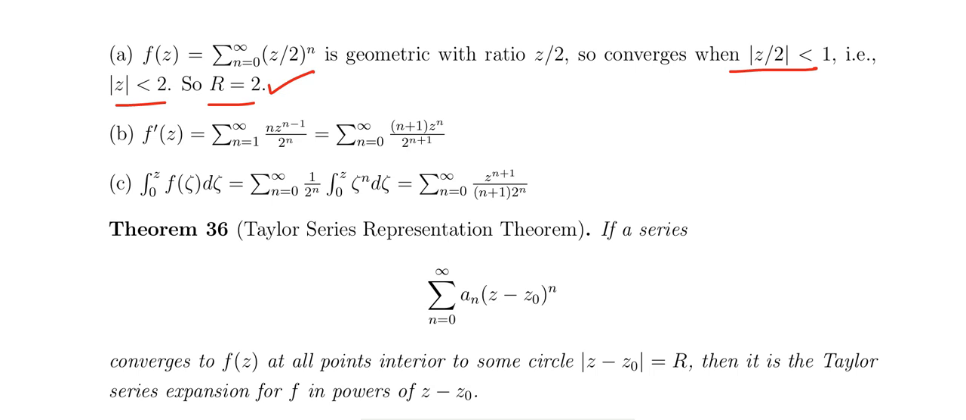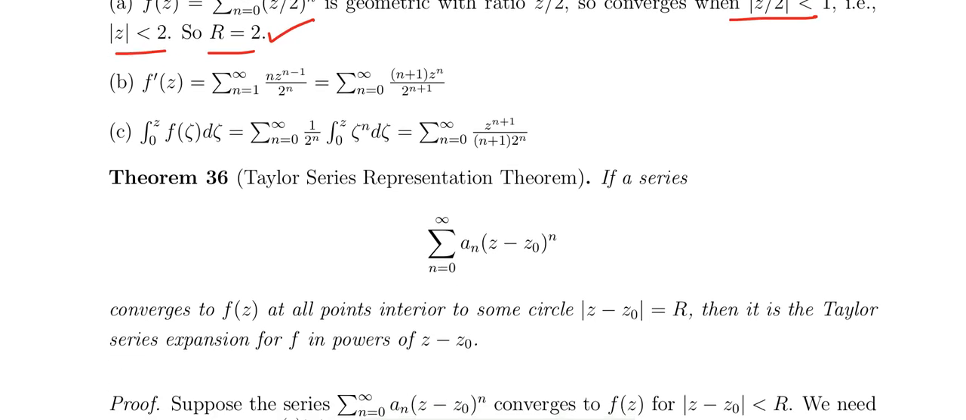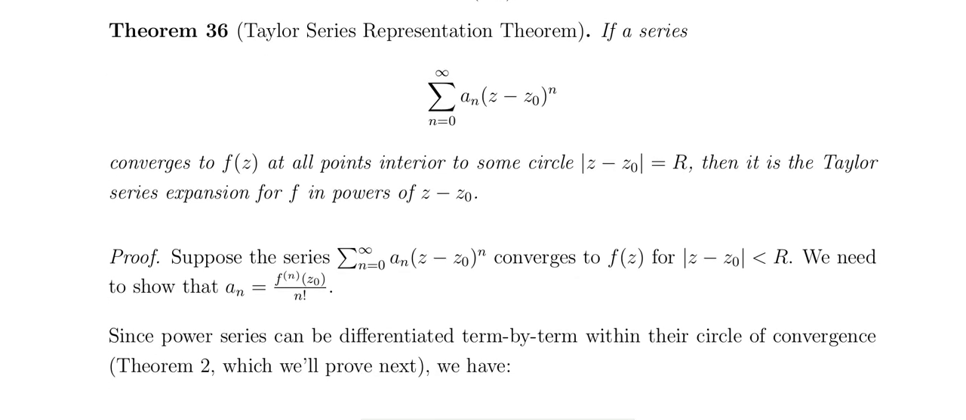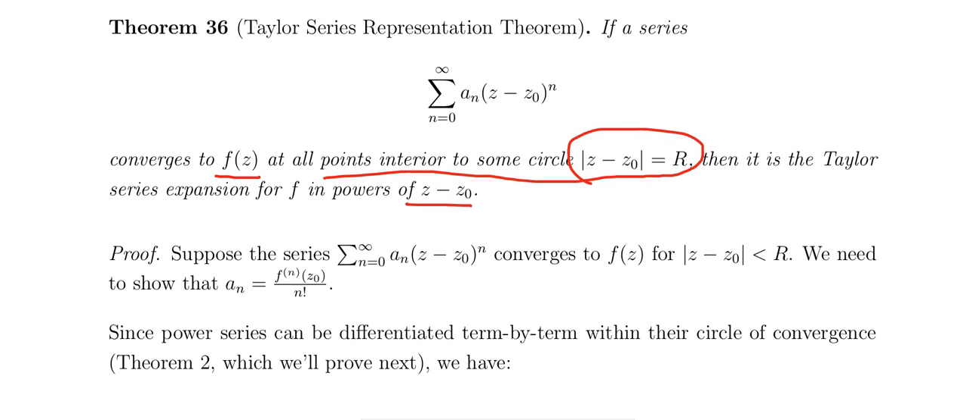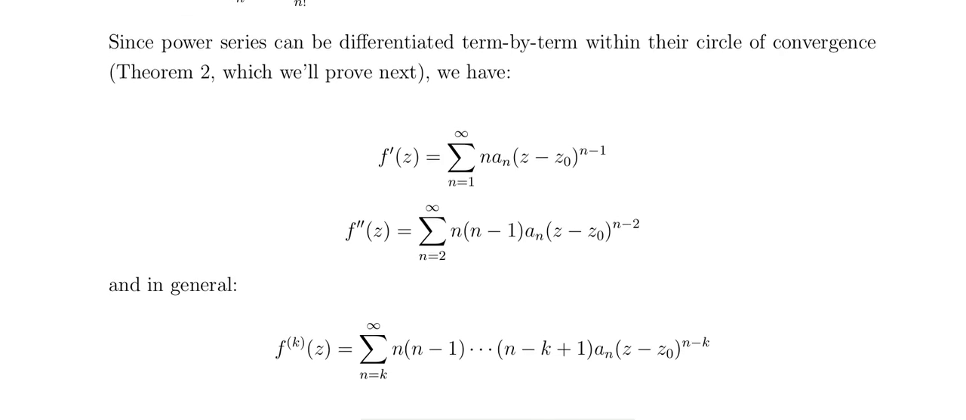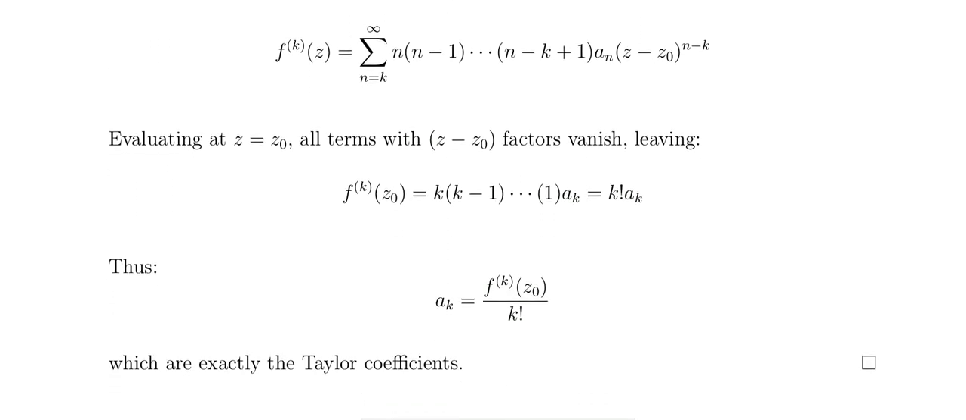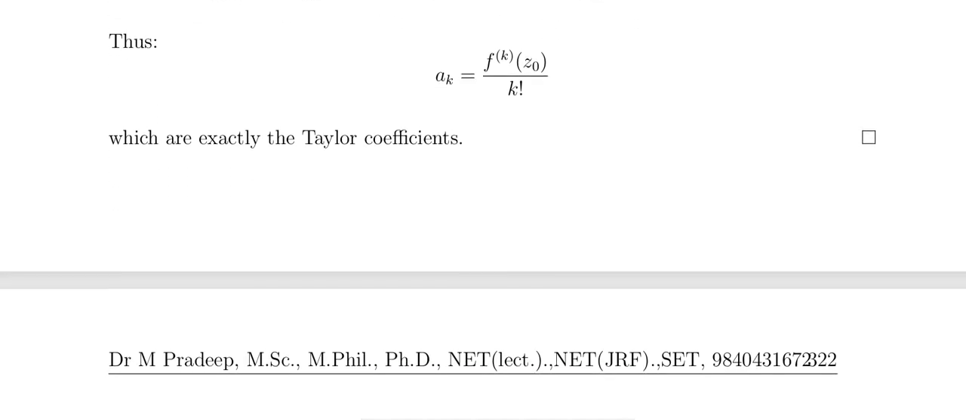Okay, so now the derivative and term by term differentiation. There is a Taylor series representation theorem: if summation a n z minus z naught whole power n converges to f of z at all points interior to some circle mod of z minus z naught equal to r, then it is the Taylor series expansion of f in powers of z minus z naught. So a k equals the kth derivative of f divided by k factorial.